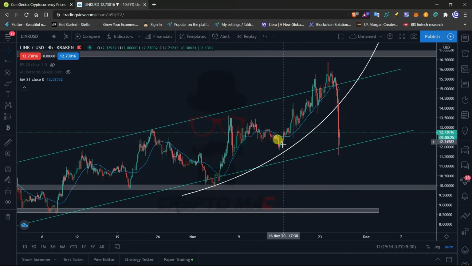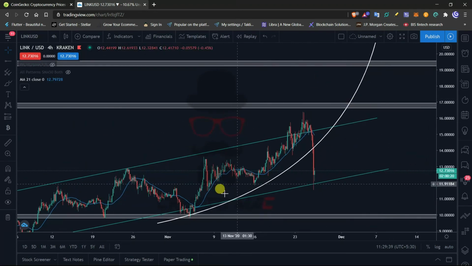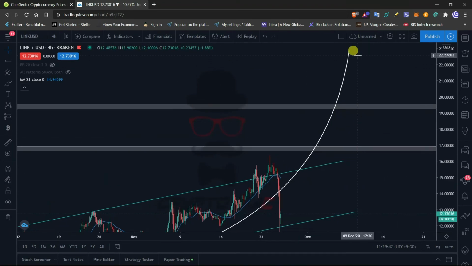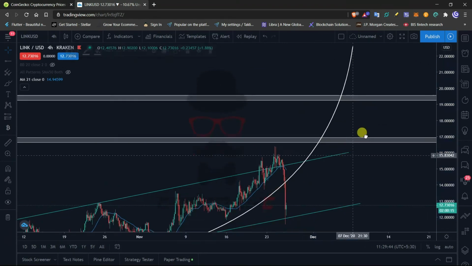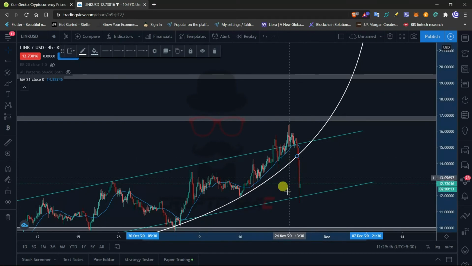What we expected is that it will follow this particular parabolic trend, but it hasn't followed that parabolic trend. We have been discussing this parabolic trend, but it hasn't. We broke, and we got rejection from this particular $16.6, and we dropped below this particular channel level.